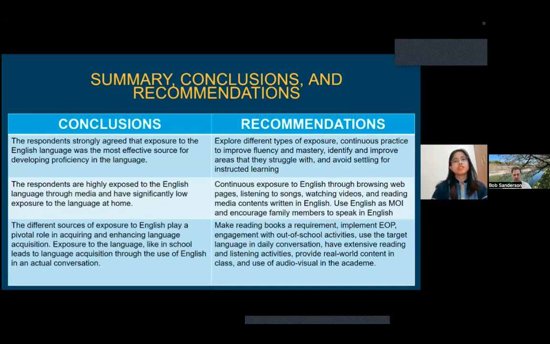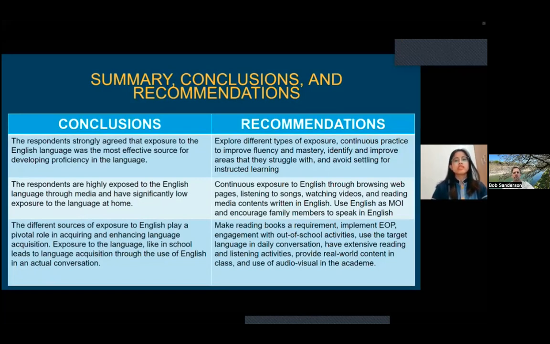Now with that, this study recommends that the schools or the teachers take this in consideration. First, for the teachers to make reading books a requirement to enhance the learner's vocabulary. Next, for the teachers to implement EOP inside the class so that the learners can practice the use of language. Third, it is also recommended that the language learners be encouraged to engage in out-of-school activities and for the target language to be used in daily life conversation.